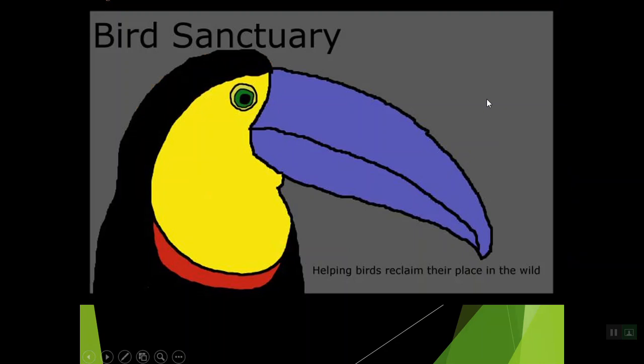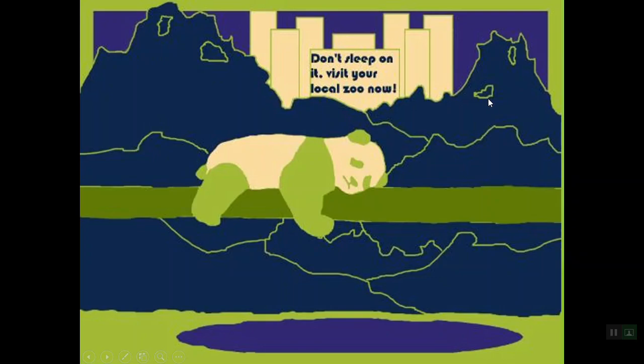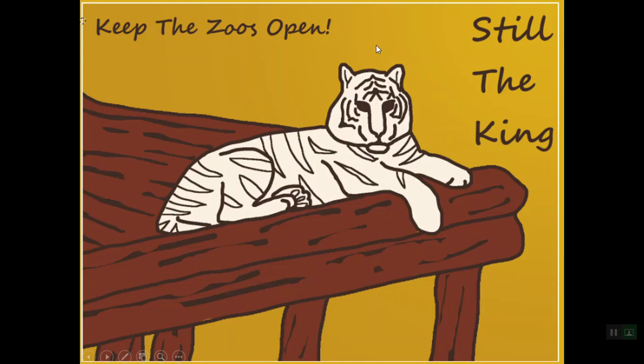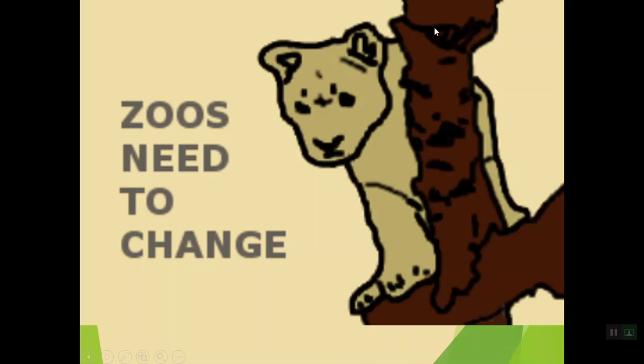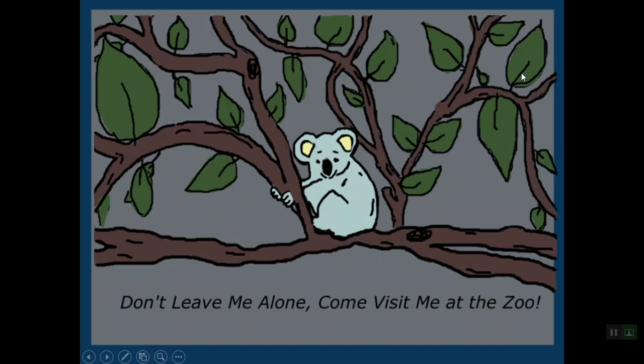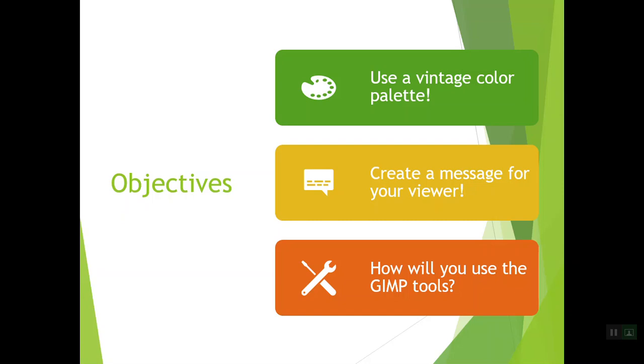Helping birds reclaim their place in the wild. Don't sleep on it. Visit your local zoo now. Putting a lizard in a cage is taking away his right as an American. Just so you know, American is capitalized. Keep the zoos open. Still the king. Zoos need to change. Help us rescue endangered species. Support your zoo. Don't leave me alone. Come visit me at the zoo. Okay, so those are some different ideas of the ways that students can approach the exact same project differently.